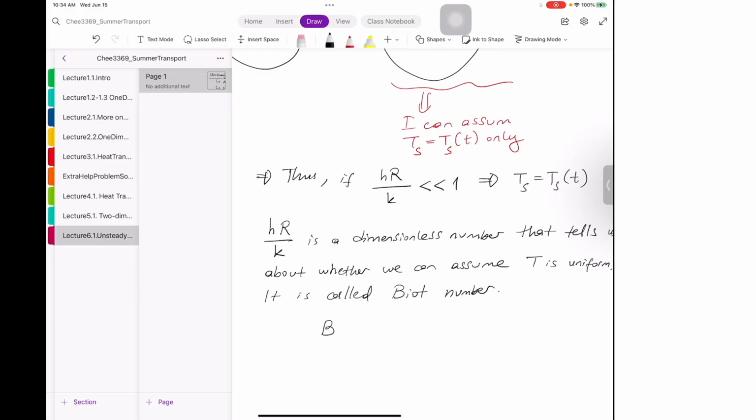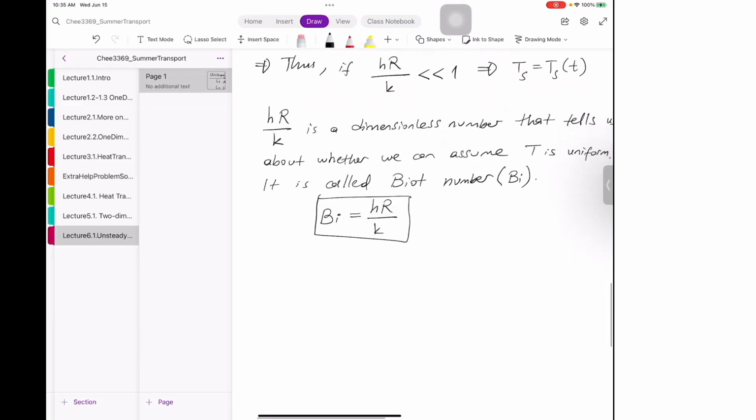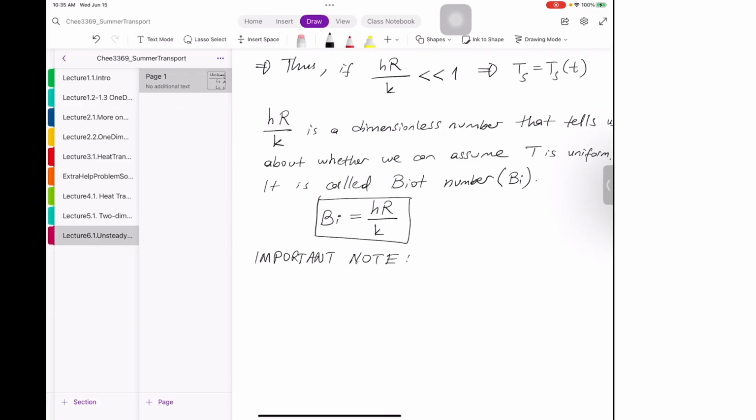And we can summarize it as Bi equals hR over k. We call it the Biot number, and we abbreviate it as Bi. Okay, now a very important note here. Most students actually like to make this mistake, and that's why most professors like to ask this question in the exams.